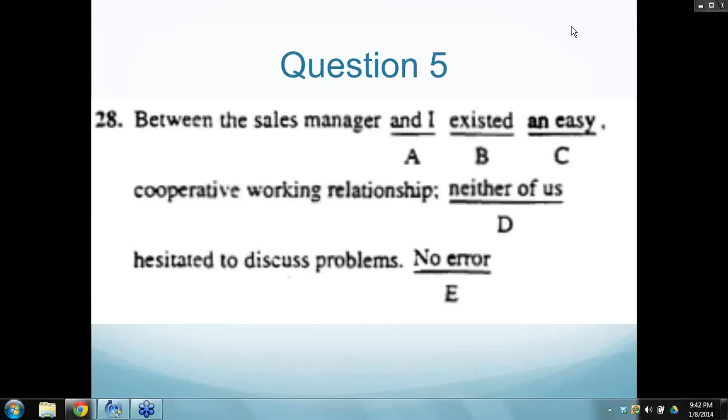Now, this was a nasty trick question by the folks who make either the SAT or ACT. I've seen this kind of question on both exams. They knew if they put between the sales manager and I first, people would think it's the subject, but it's the object. The subject in the sentence is the relationship, okay? The way the sentence would sound is the relationship between the sales manager and me was easy. So they did this on purpose, guys.